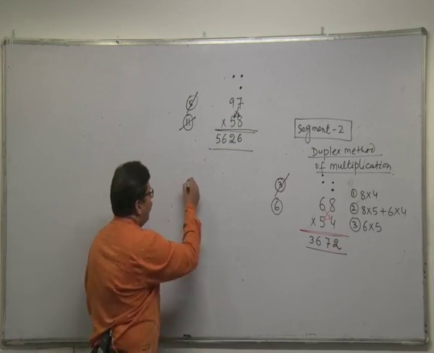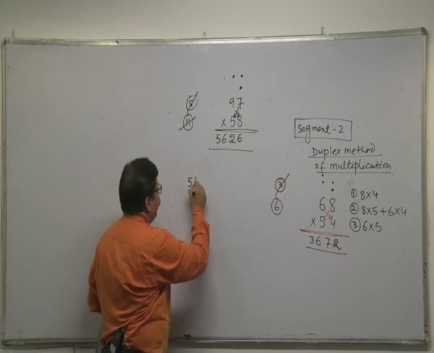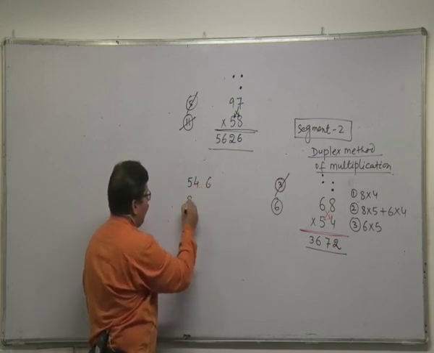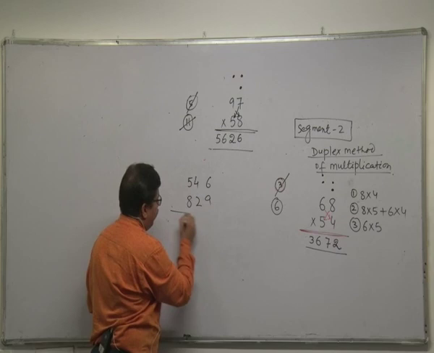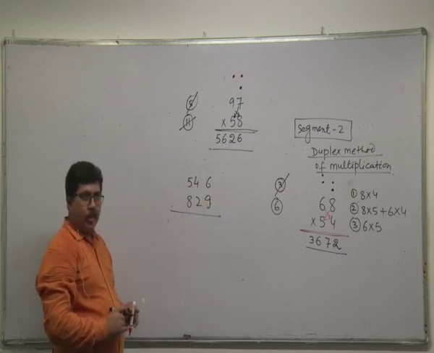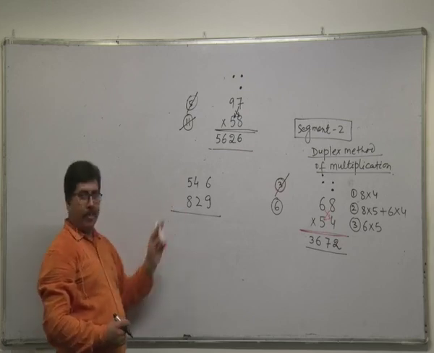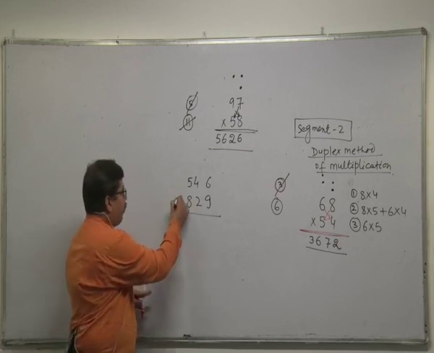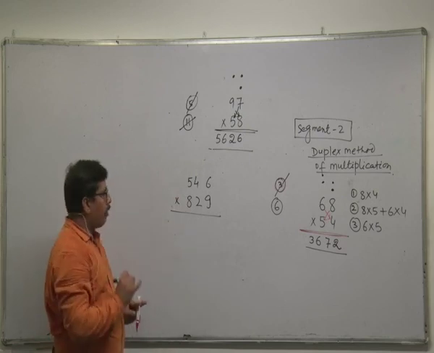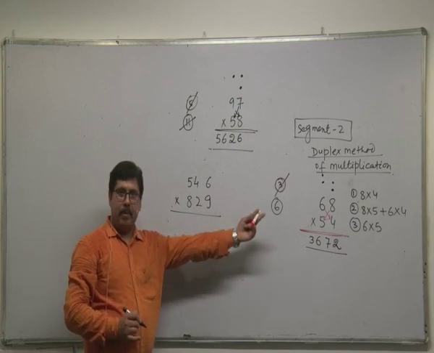Suppose I'm taking one more example of 3 digit, 546 and 829. Right? 546 and 829. How many digits we have? 3 and 3. 546 and 829. The first step and second step is similar to the previous example.